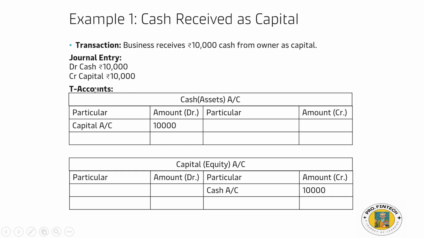We have created two T accounts. One is the cash account, which is an asset, and the other is the capital account, which is equity. As we mentioned, debit the cash account. So debit the cash account $10,000 with the particular as capital account, because this debit of $10,000 has a corresponding entry in the capital account. When we go into the capital account, it has a credit of $10,000, and this credit's corresponding entry is in the cash account, hence the particular mentions the cash account.